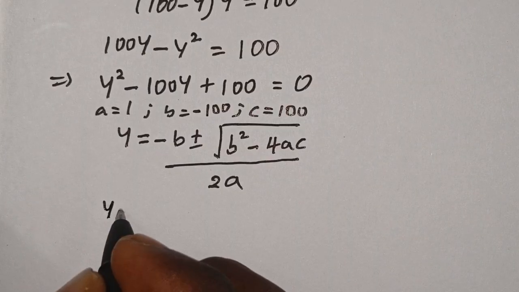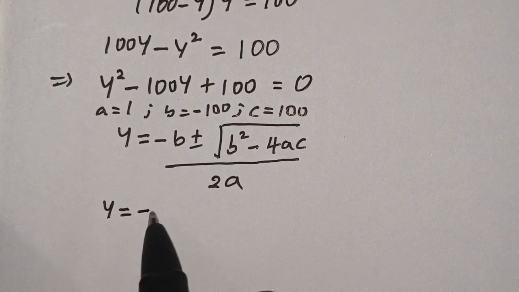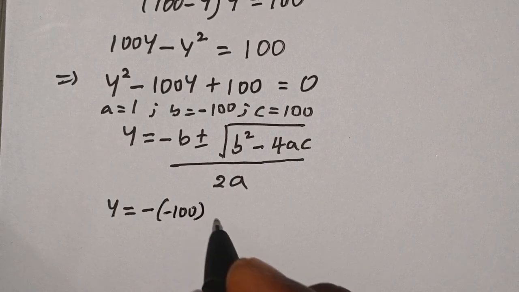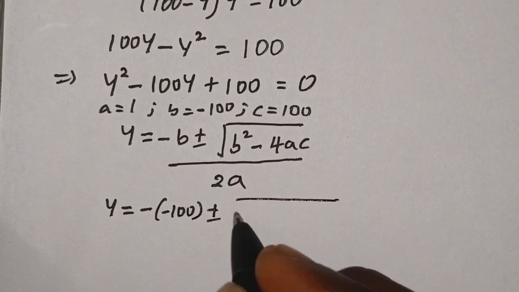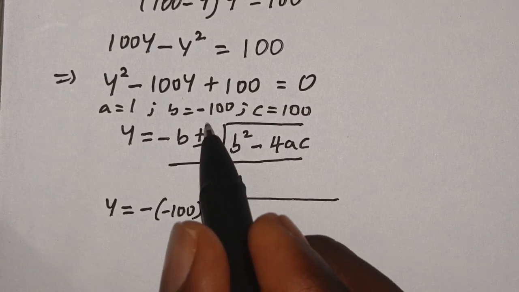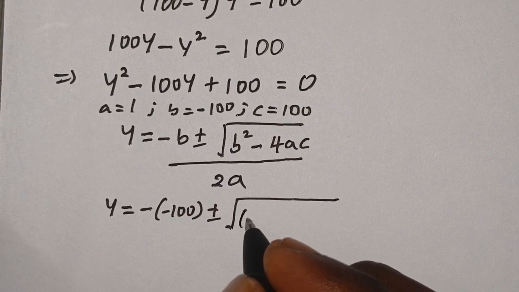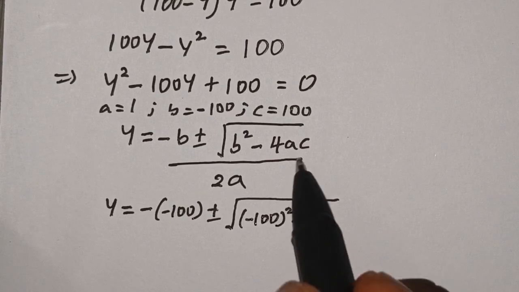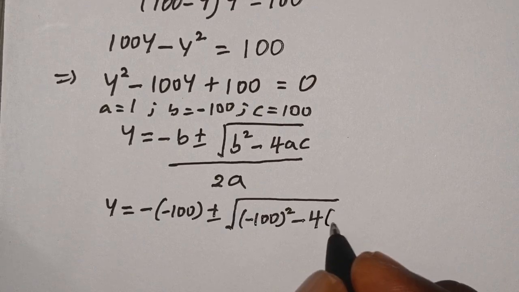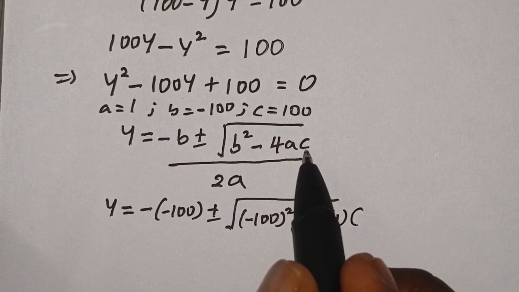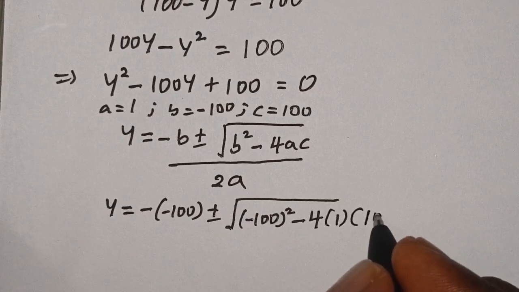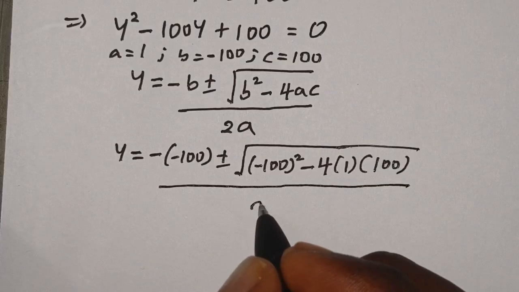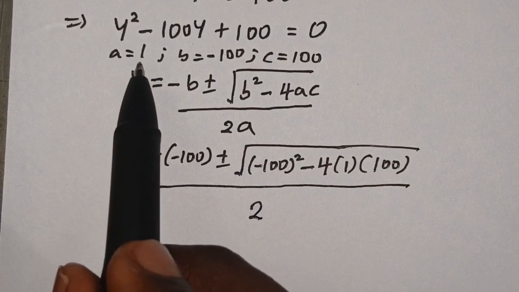So y equal to minus, what is b? B is minus 100, minus minus 100, plus or minus square root of b square. B is equal to minus 100. So we have minus 100 all square minus 4. What is a? A is equal to 1, times 1, times, what is c? C is 100. Everything divided by 2. What is a? A is equal to 1.